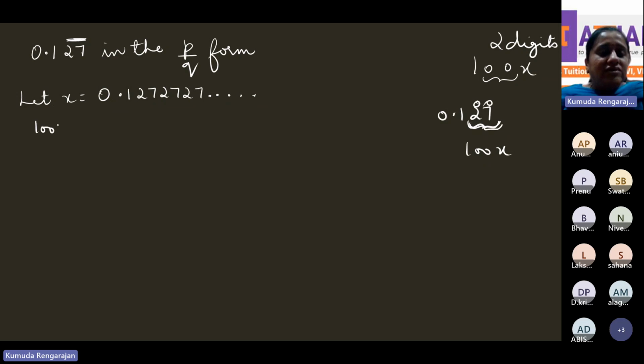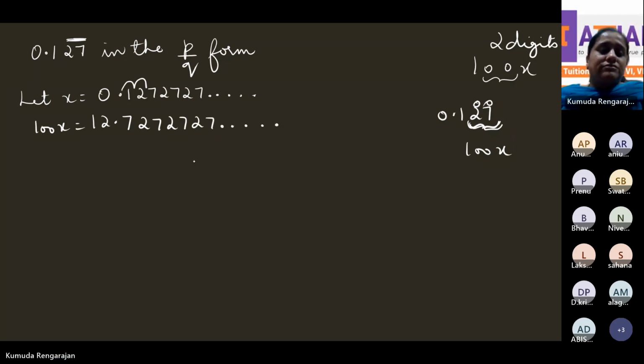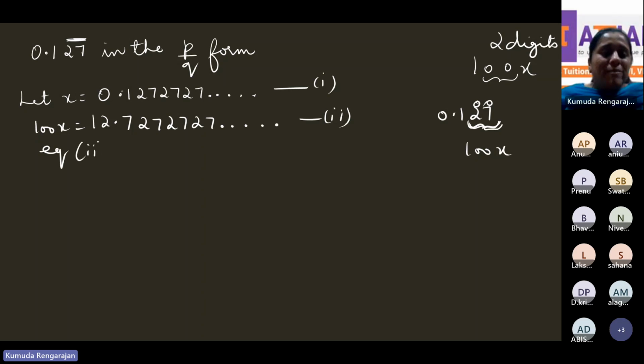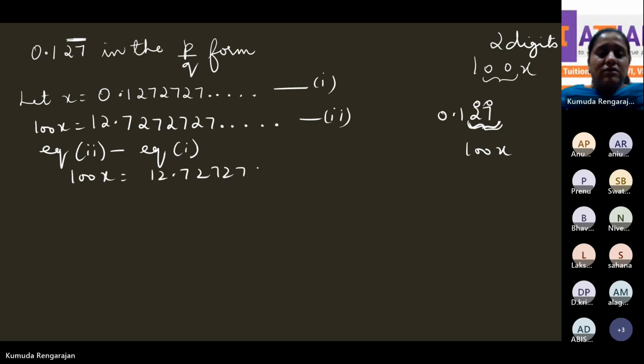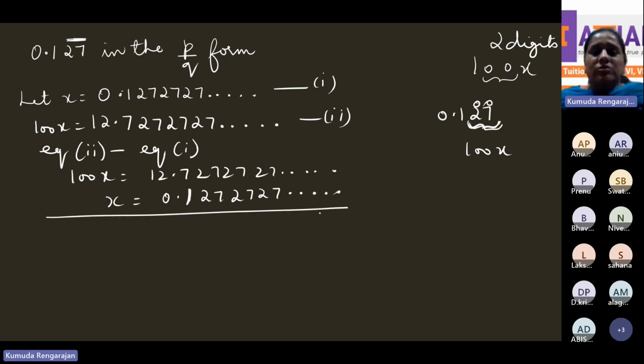So what is 100x? The decimal point will shift like this, 1, 2. It'll be 12.7 2727, 27 going on like that. When you multiply by 100, the decimal point shifts to the right, 1, 2. So 12.7 272727 goes on endlessly. This is 100x. Now we need to subtract the two equations. You can call this equation 1 and this equation 2. Then write equation 2 minus equation 1. Equation 2 is 100x equals 12.7 27 as many times as you want, because it's going on endlessly, and equation 1 is x equals 0.127 recurring.